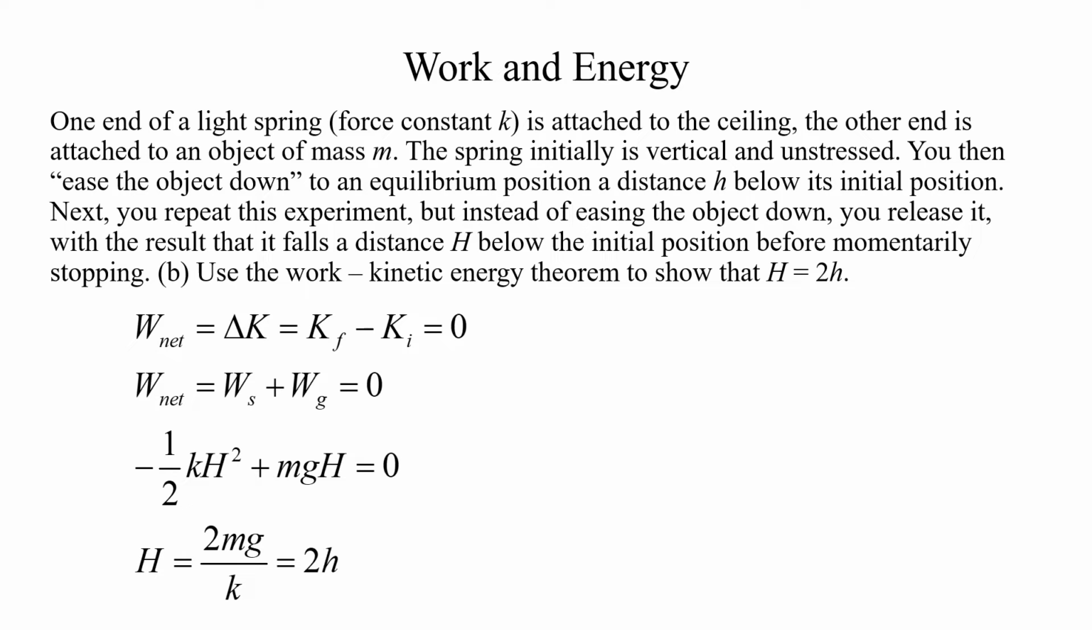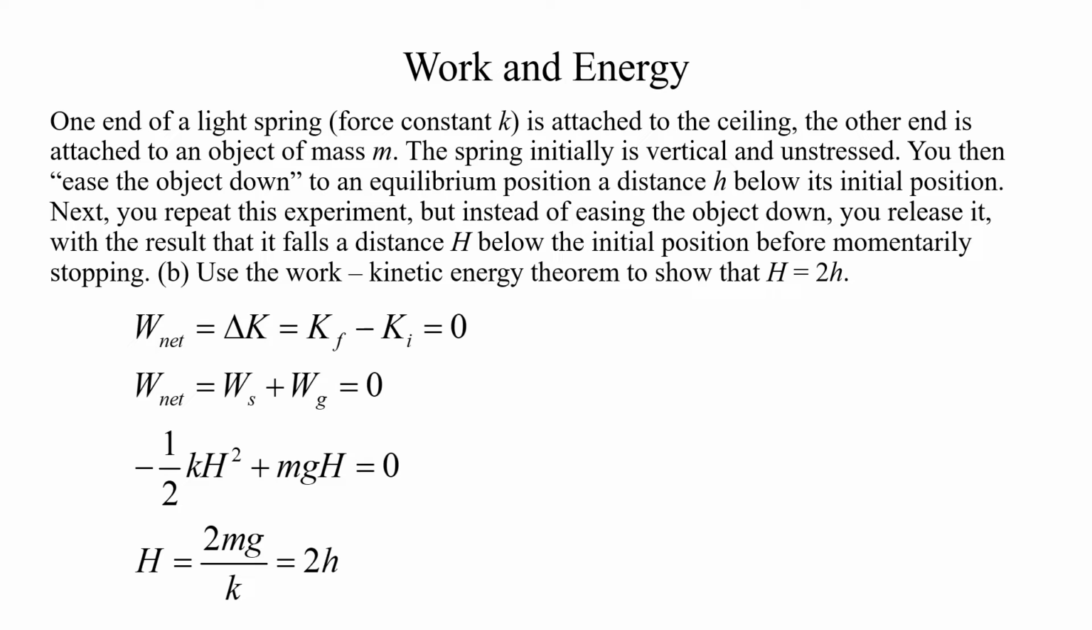So we just take the net work done by all the forces equals the change in the kinetic energy. Our initial kinetic energy is 0 since we're releasing it from rest. The final kinetic energy is also 0 because it momentarily stops at the lowest point. So that means we have the work done by the spring plus the work done by gravity equals 0.